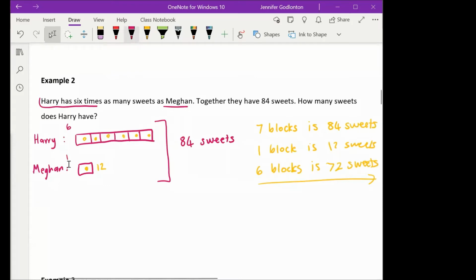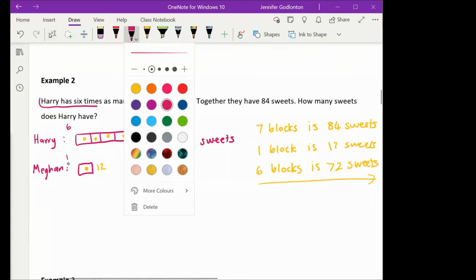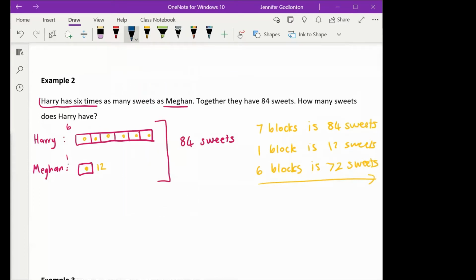Okay. Another way to do a question like this is to actually use the trick method that we used the other day. So Harry and Megan. Oh, no, well done. It was after, well, 70 was very close, but almost there. So we've got Harry and Megan. And we know that Harry has got 6 times as many sweets as Megan. And together they have 84 sweets.